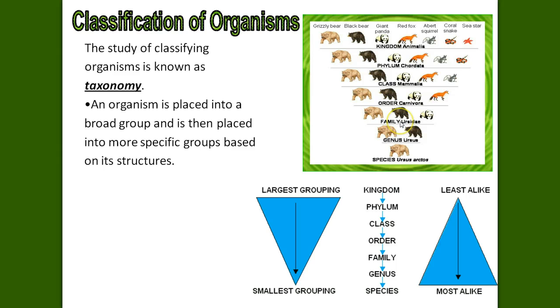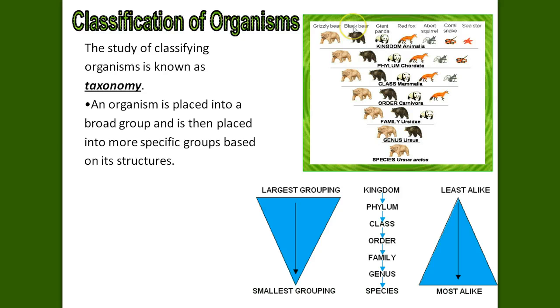And then it's narrowed down to the family that is Ursidae. So the family is Ursidae, so it would be just the bears. And then it's narrowed down to genus Ursus, and that's the genus. And then the species is Ursus arctos. So it's the grizzly bear. If you notice, the grizzly bear's all the way down to here. So he fits into all of those categories.